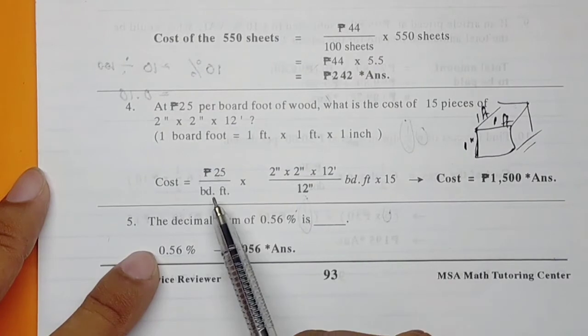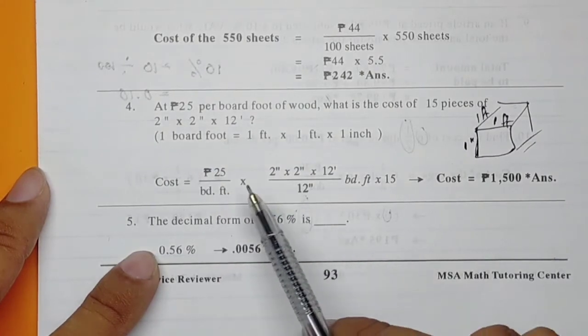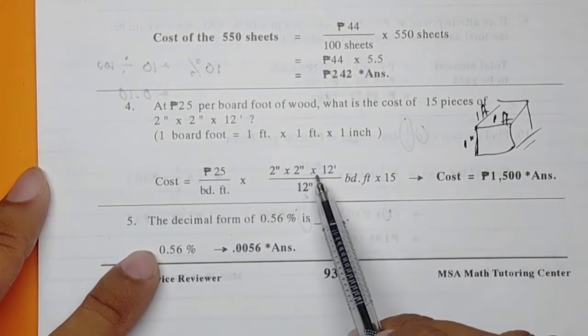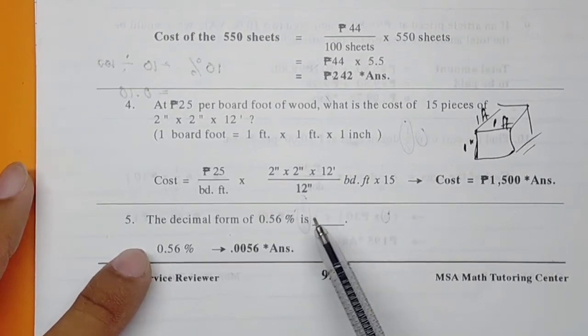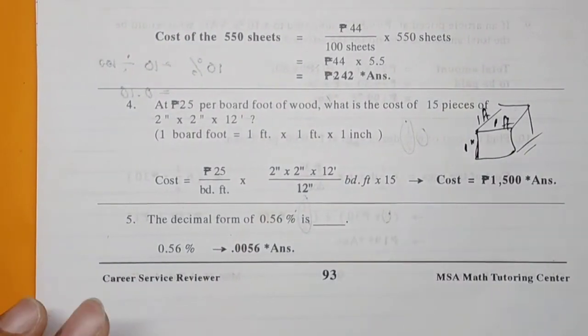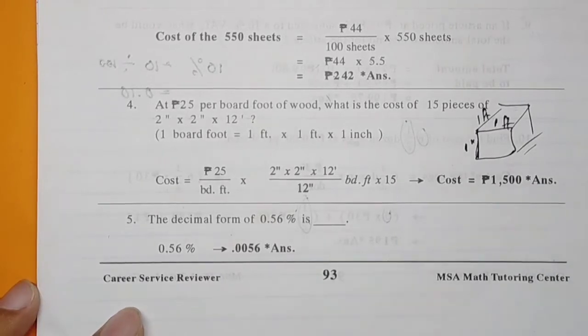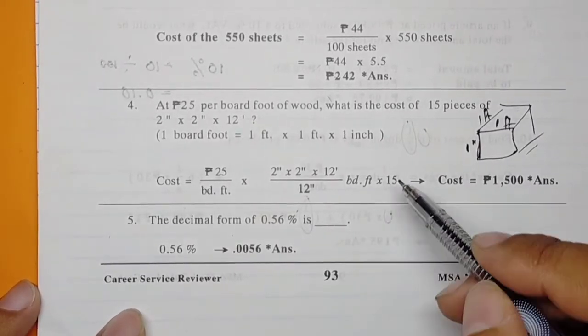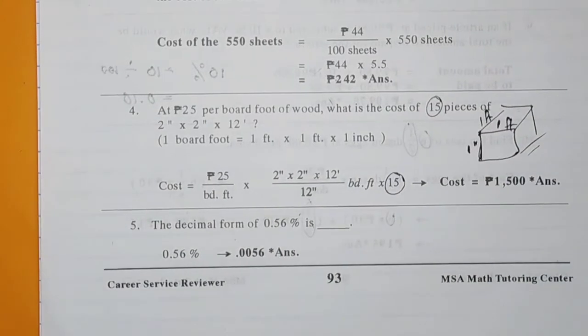So the cost will be 25 pesos per board foot, so times 2 inches by 2 inches times 12 foot, divided by 12 inches per board foot, times 15. So the cost will be 1,500. This one is for 15 pieces.